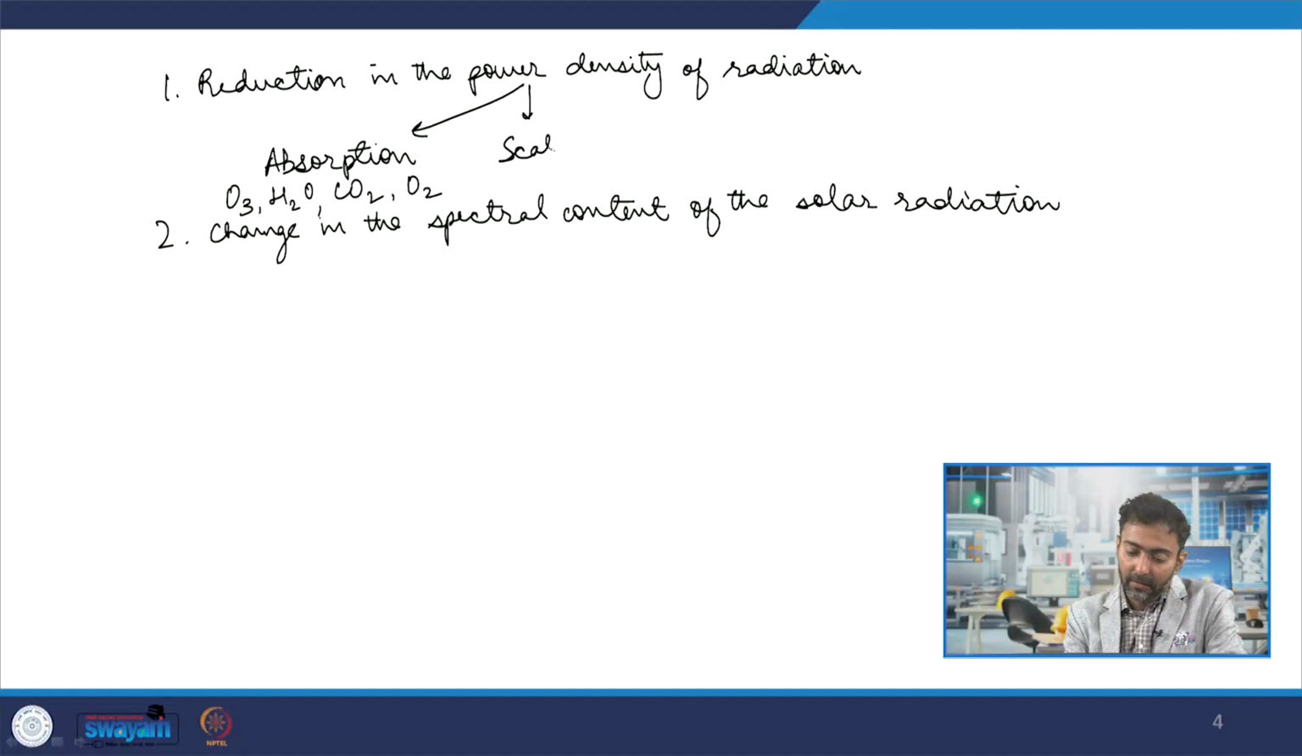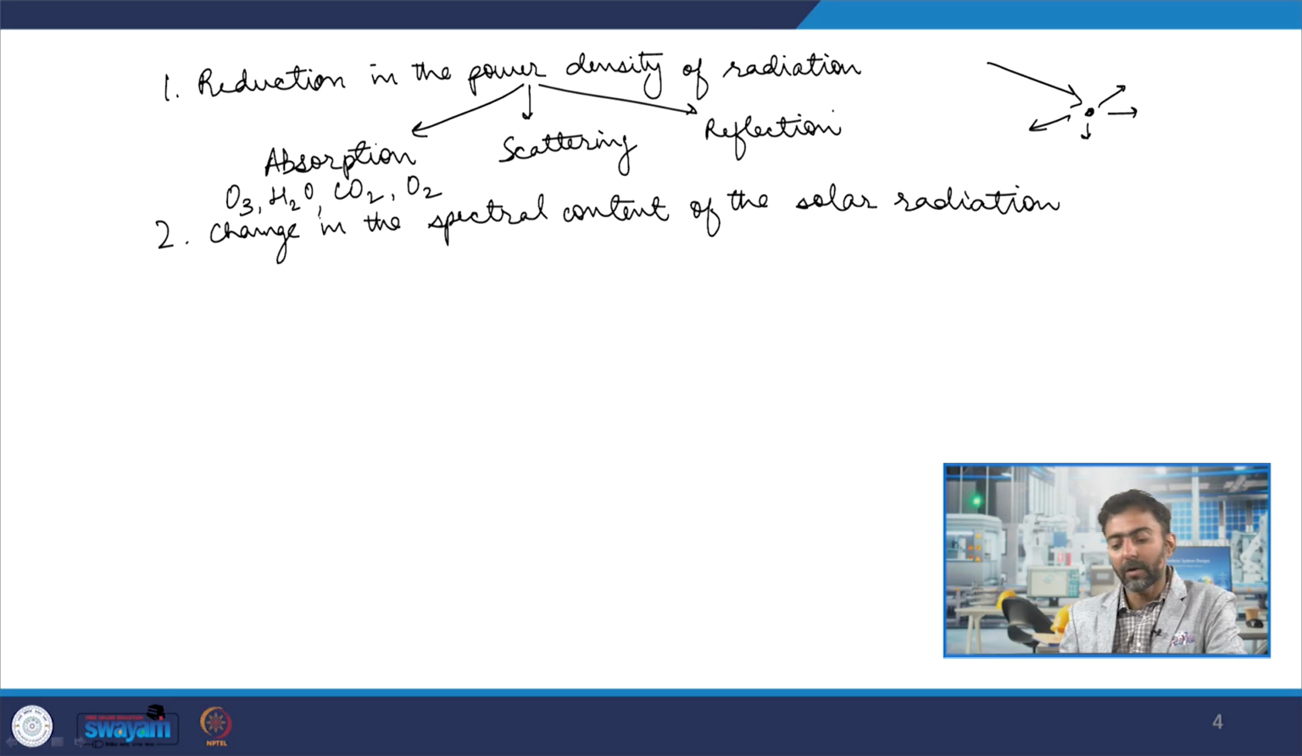Another effect is scattering. A lot of the atmospheric particles and aerosols in the atmosphere scatter the solar radiation. Scattering means, let's say there is a particle and solar radiation hits it, it scatters the radiation into different directions. And the third one is reflection. There are a lot of atmospheric particles or types of clouds which reflect the radiation back into the outer atmosphere, especially the clouds at very high altitude in the stratosphere or very high regions of the atmosphere. They can reflect some radiation into the outer atmosphere as well.